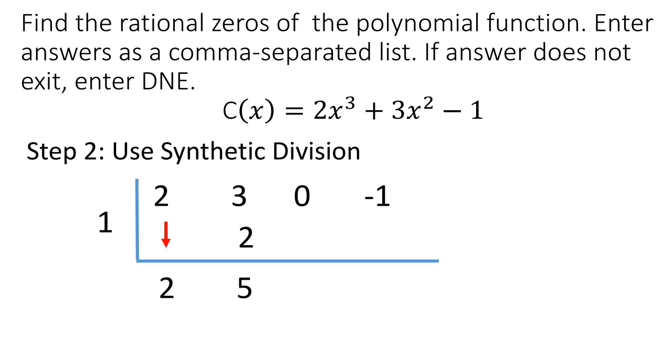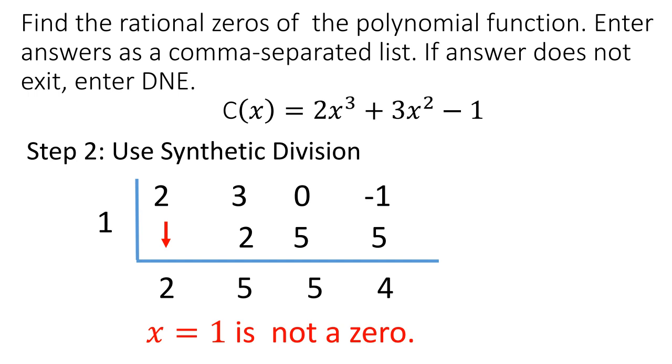Before we go, we have to make sure I have it here, but you see I'm missing the x term. I have the constant, so my x term is going to be 0x here. So we have 2, 3, 0, -1. Let's do our synthetic division, and we see that 1 is not a 0 because we had a remainder of 4. It's not 0, so it's not a factor.